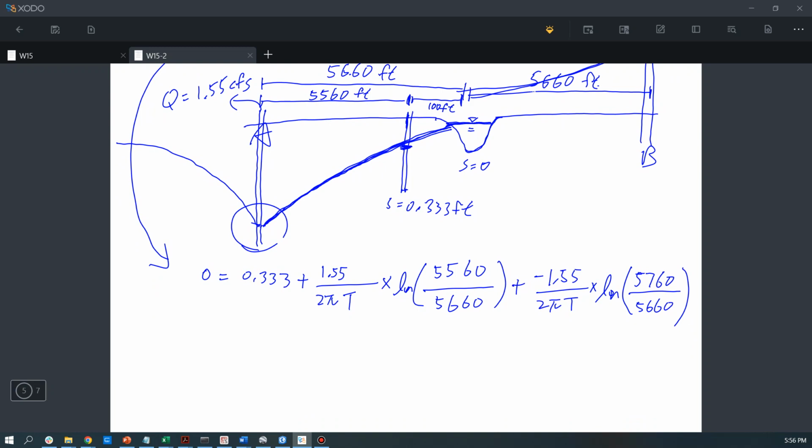Okay, so the only unknown in this equation is this transmissivity T. So you can solve that. And here I will give the answer. T is equal to 0.0262 feet squared per second.